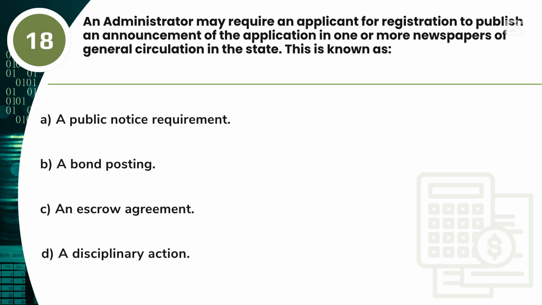Question 18. An administrator may require an applicant for registration to publish an announcement of the application in one or more newspapers of general circulation in the state. This is known as A. A public notice requirement. B. A bond posting. C. An escrow agreement. D. A disciplinary action.